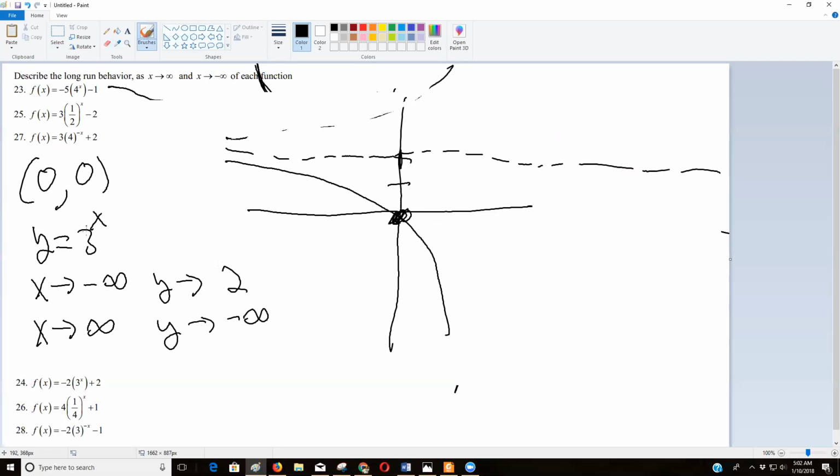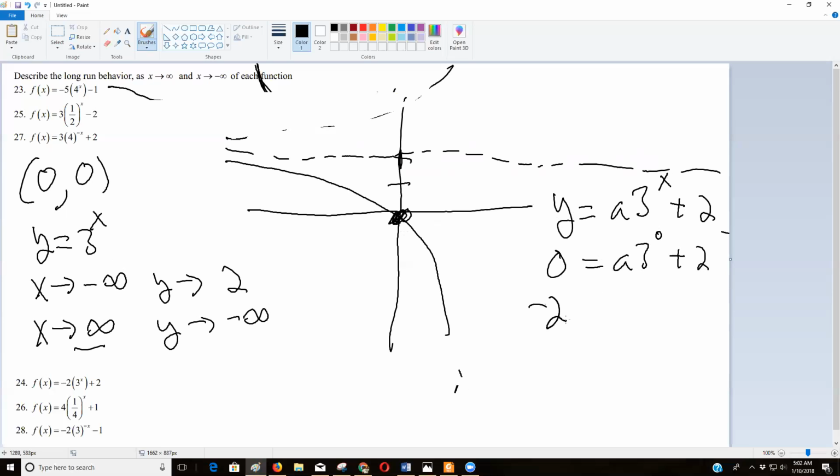Does that give me information? As x approaches positive infinity, y approaches negative infinity. So some things I can talk about. I know that y equals a times 3 to the x plus 2, because I've got to get that horizontal asymptote. I know that it crosses the point 0, 0, so 0 equals a times 3 to the 0 plus 2. If I subtract 2 from both sides, that gives me negative 2 equals a times 1. So as you can see, this equation right here matches all those pieces.